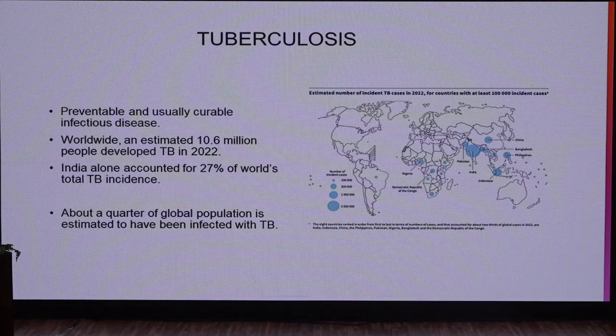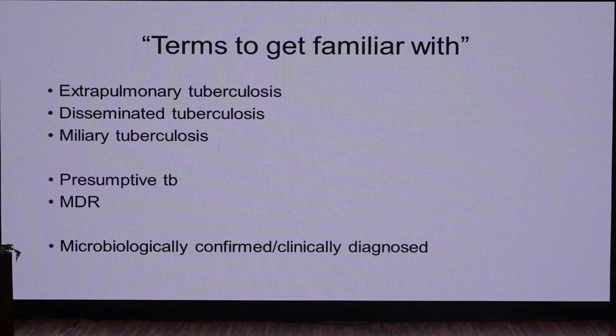And according to the WHO 2022 global report, an estimated 10.6 million people developed TB in 2022, and India is still accounting for 27% of the world's total TB incidence. And about latent TB, about a quarter of the global population is estimated to be infected with TB.